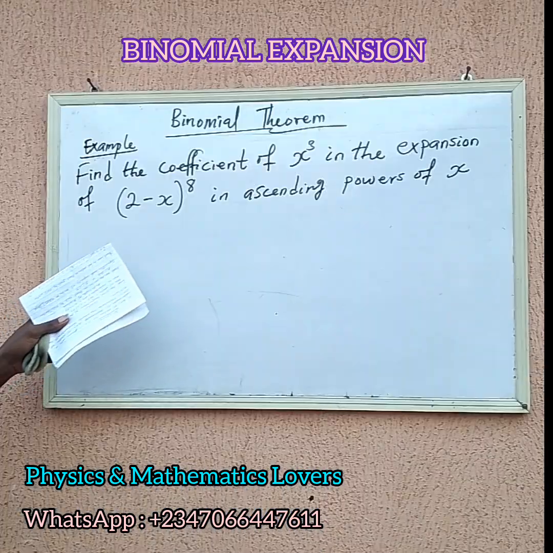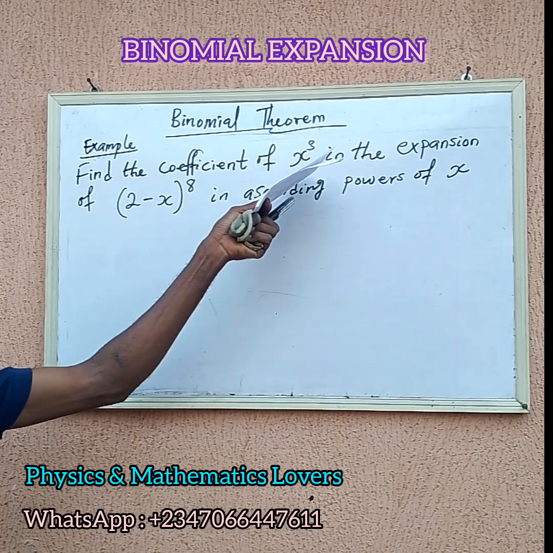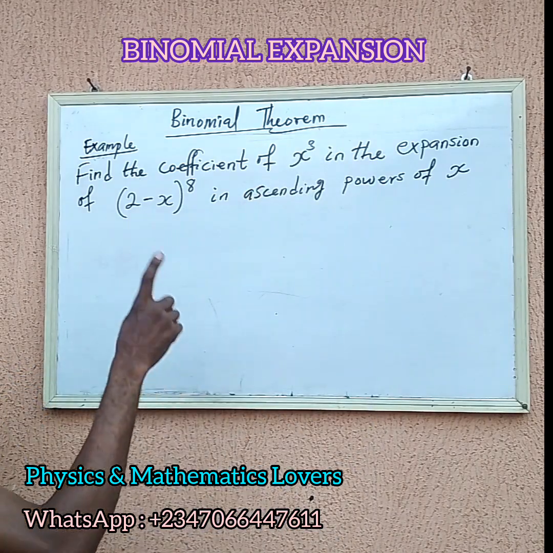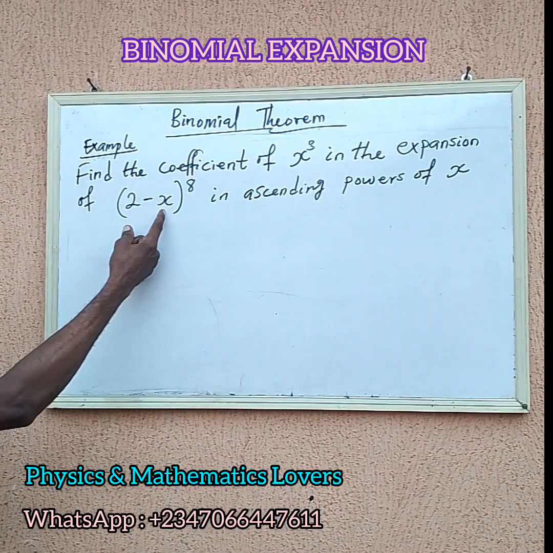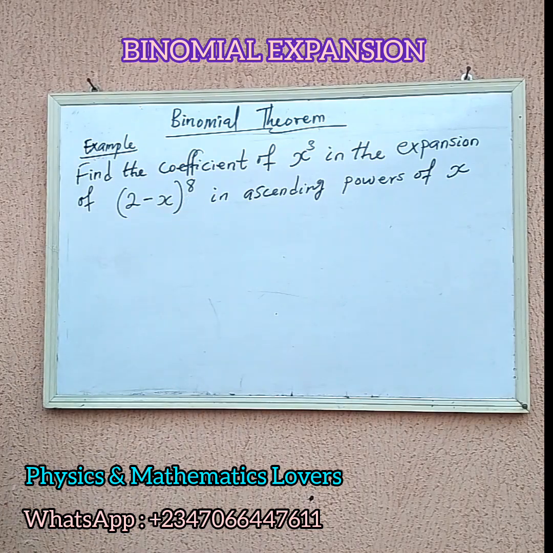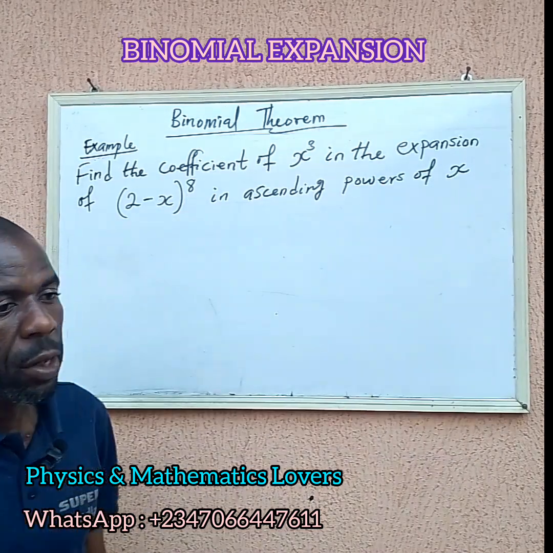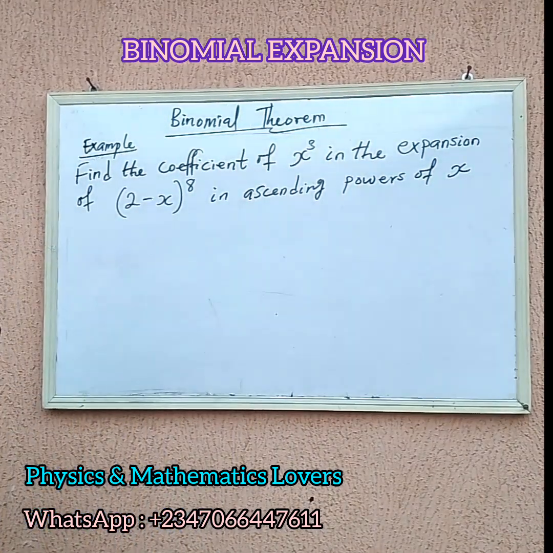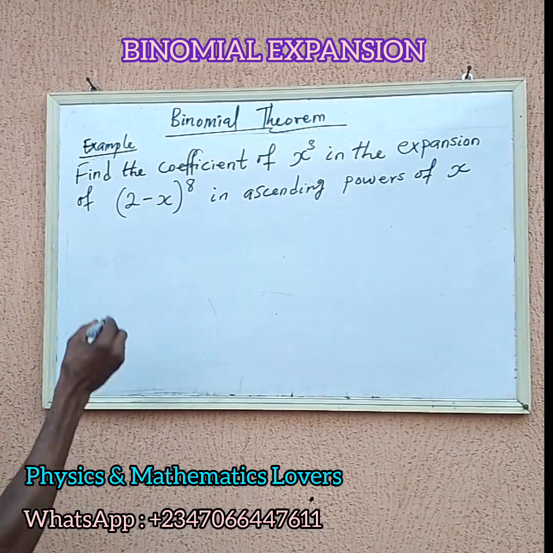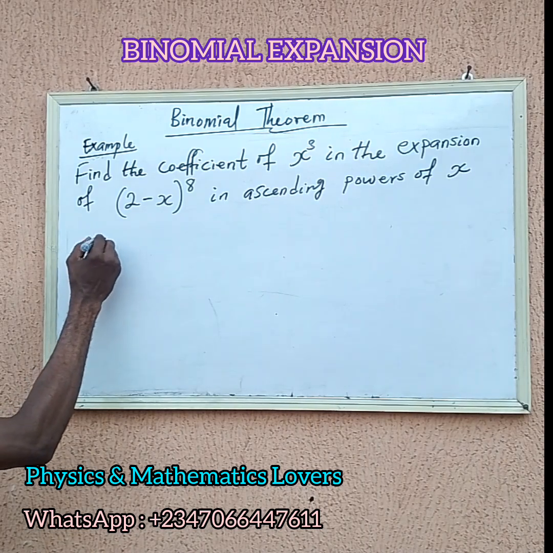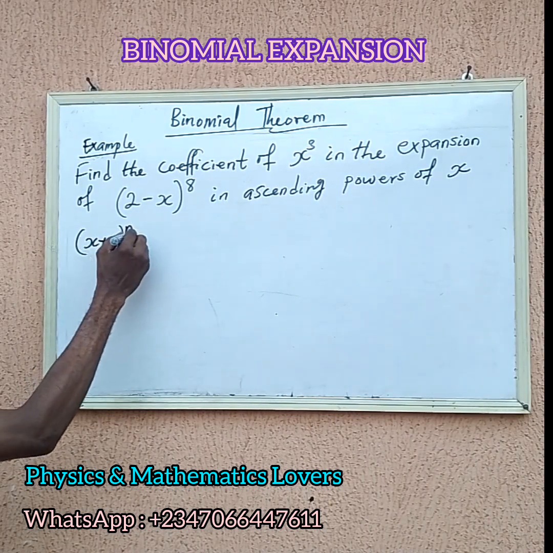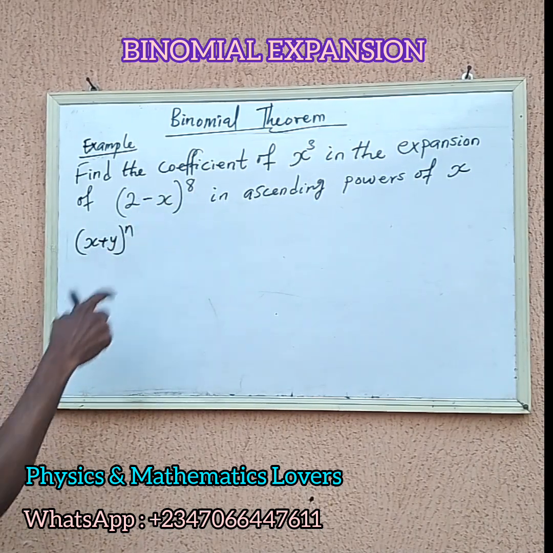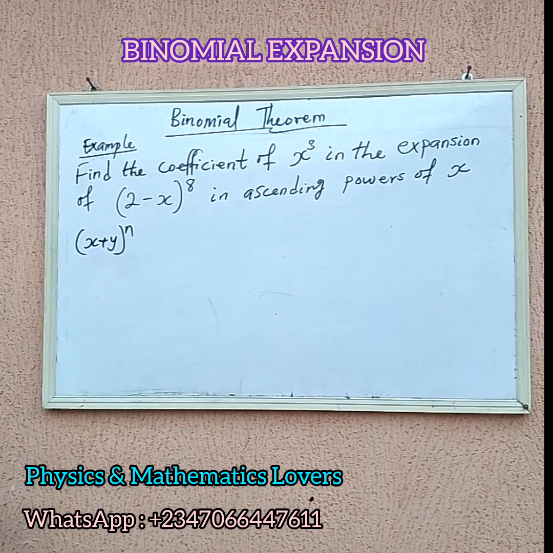It says find the coefficient of x raised to the power 3 in the expansion of (2 minus x) to the power of 8 in ascending powers of x. Remember, in my former video, I gave you the formula for expanding this using the combinatorial coefficient. If I have (x plus y) raised to the power of n, with n here being 8.